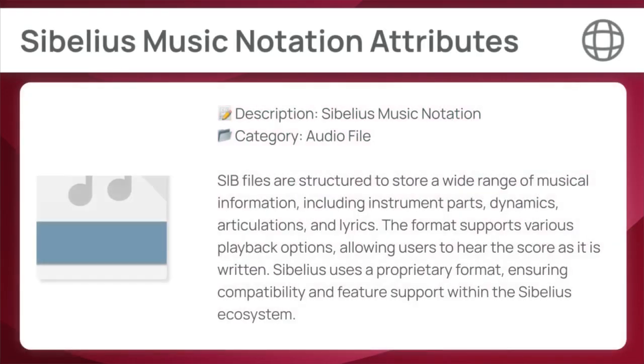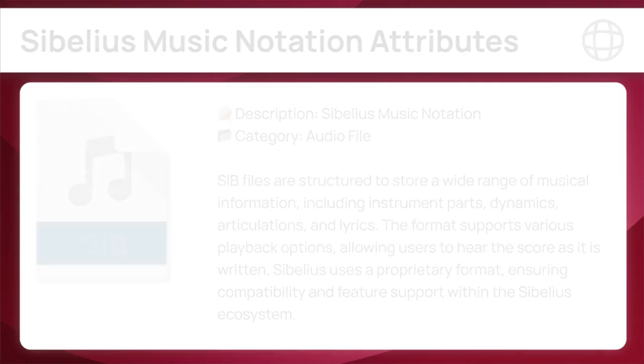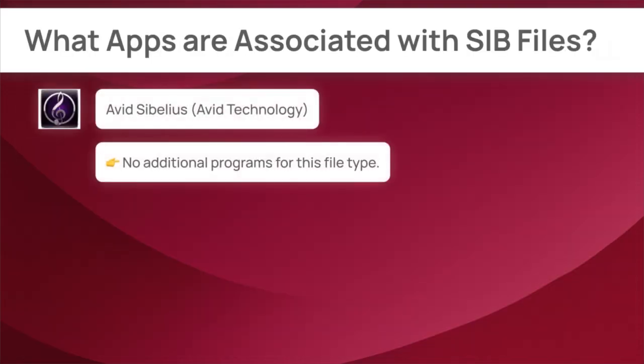SIB files are structured to store a wide range of musical information, including instrument parts, dynamics, articulations, and lyrics. The format supports various playback options, allowing users to hear the score as it is written. Sibelius uses a proprietary format, ensuring compatibility and feature support within the Sibelius ecosystem. Avid technology maintains the integrity of the SIB specification through Avid Sibelius.